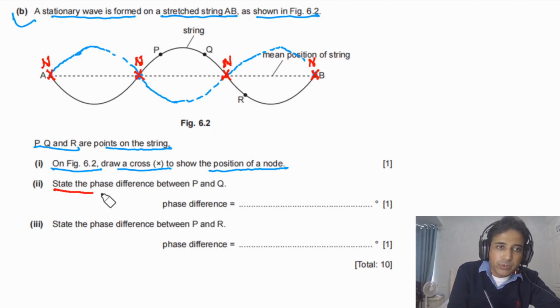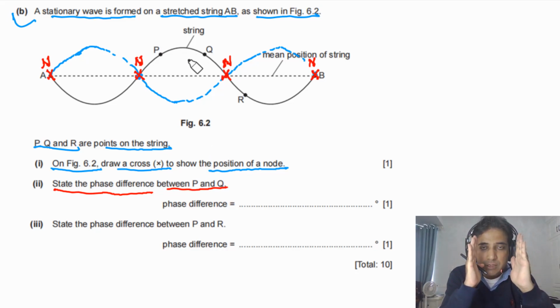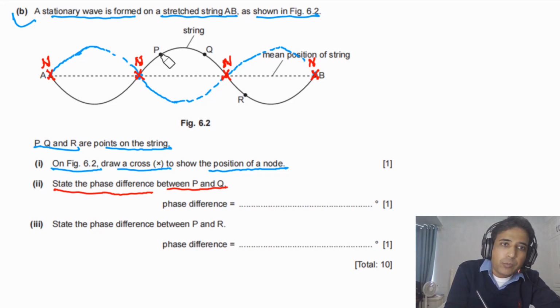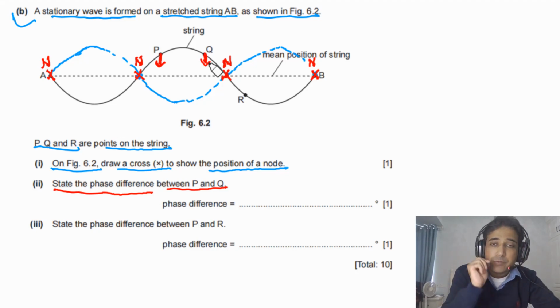For the second part, we need to state the phase difference between P and Q, and you can see P and Q are between two consecutive nodes. So all particles there have the same phase, meaning they have zero phase difference. At any given time, they will be moving in the same direction. So they have zero phase difference, or we can say they are in phase. So all the particles between these two nodes are in phase, and also particles here are in phase.